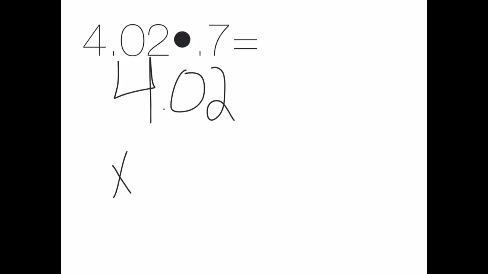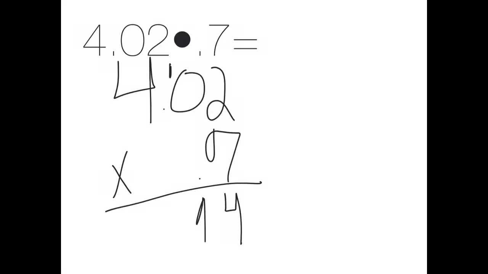Stop. To multiply decimals, first you must rewrite your problem. 4.02 times 0.7. When multiplying decimals, you do not need to line them up. 2 times 7 is 14. Carry over the 1. 0 times 7 is 0. Add the 1. 4 times 7 is 28.